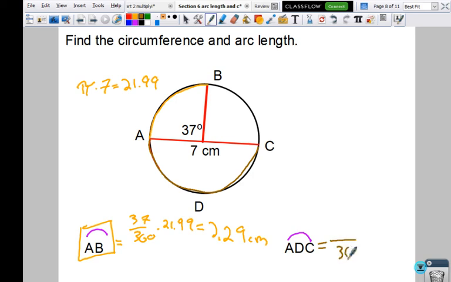206. Okay. So I already have most of my formula. I need to figure out the degrees, right? 360 take away 37, but you have to times that by 2. So whatever that is.